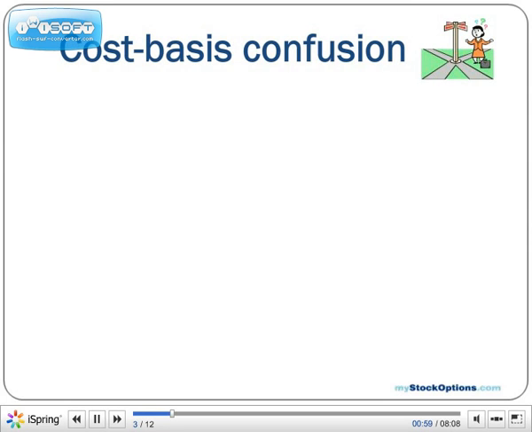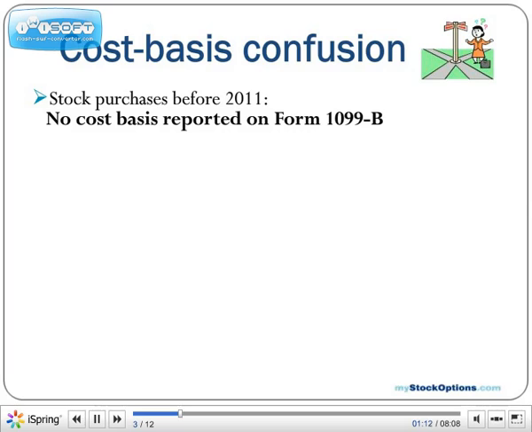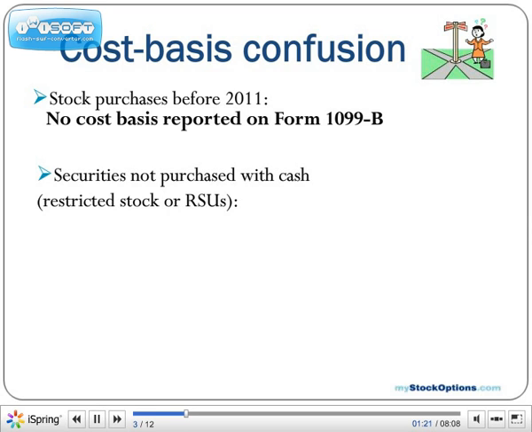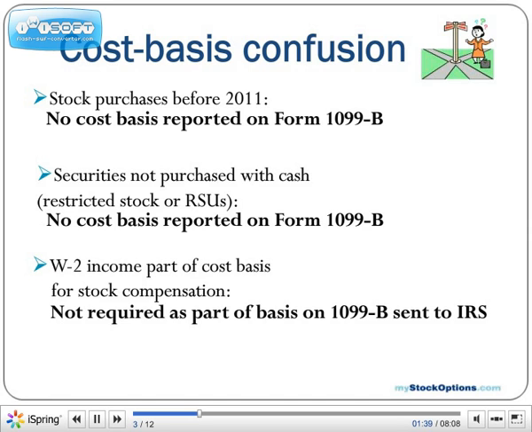The cost basis is that all-important number that you subtract from your proceeds to determine your gain or loss. Now, there are three situations where you could face what I call cost basis confusion and potentially overpay your taxes. The first is for stock that's purchased before 2011. That's considered a non-covered security, and the cost basis information does not need to appear on the 1099-B that goes to the IRS. The second situation, also a non-covered security, is any stock you sold that you did not purchase for cash, and that happens with most restricted stock or restricted stock units that you have, and also for performance shares. And again, no cost basis needs to be reported on the Form 1099-B.